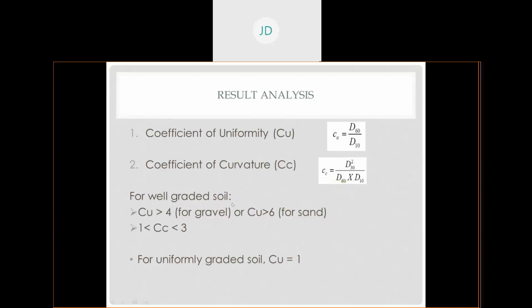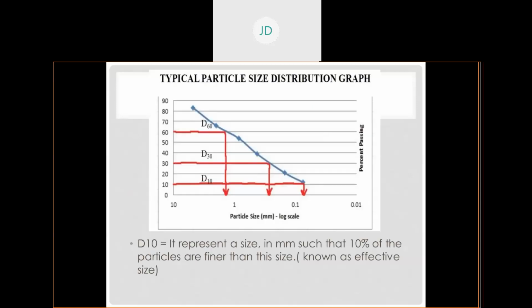Fine. So this is the way to go about the practical of particle size distribution to find out the grade of soil. Till now, anything you need to ask? It's very simple to understand. Yes, it will look very lengthy, but it's very simple.